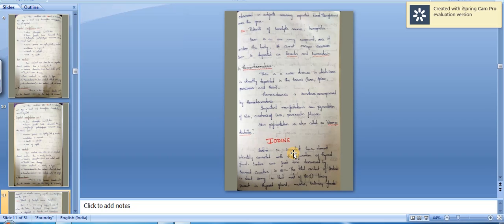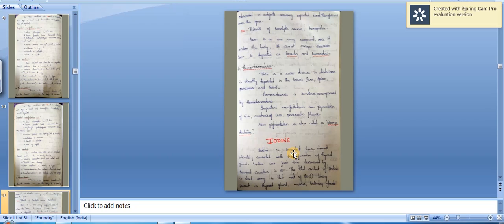Iodine is an important trace element. It is also a micro mineral and an essential trace element, intimately connected with the function of the thyroid gland. Iodine was first discovered by Bernard Courtois in 1811.